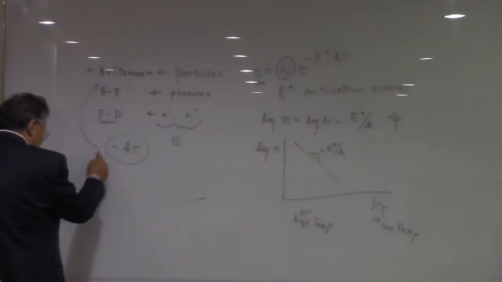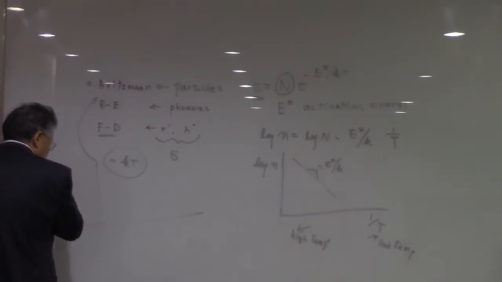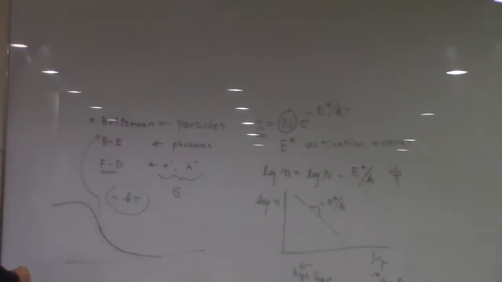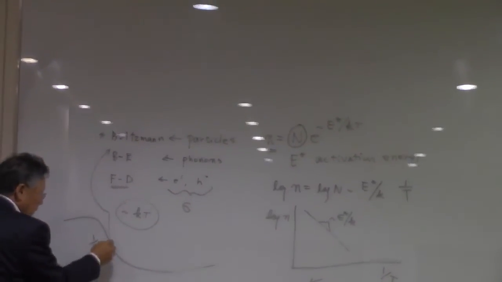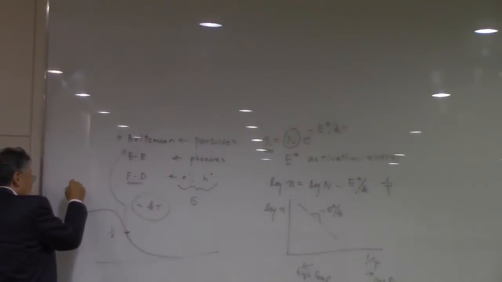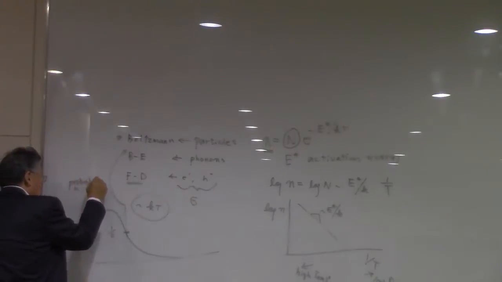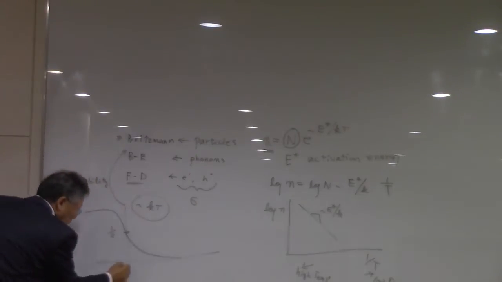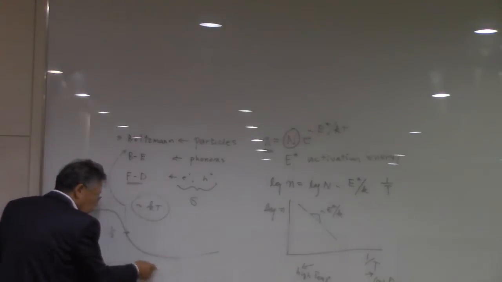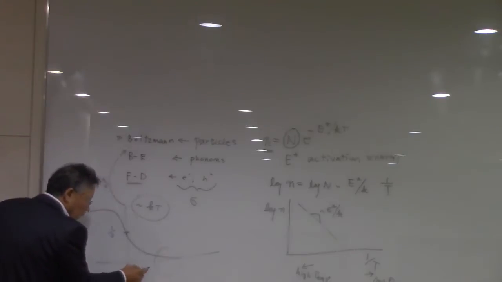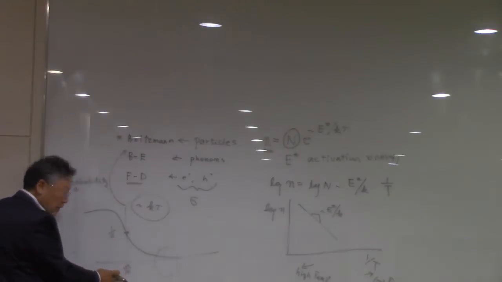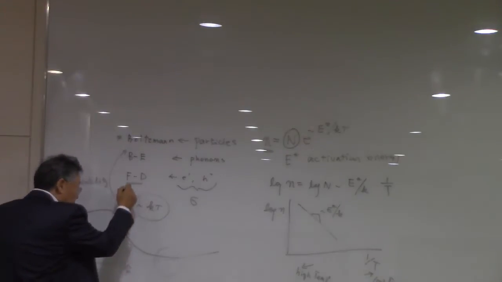So in Fermi-Dirac statistics, at the Fermi energy, something like this, the probability is 1/2. If you plot this probability, we call this the Fermi energy.